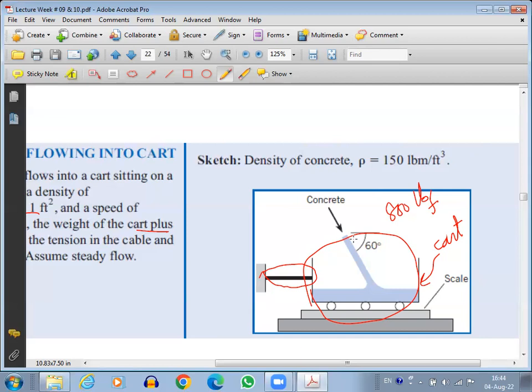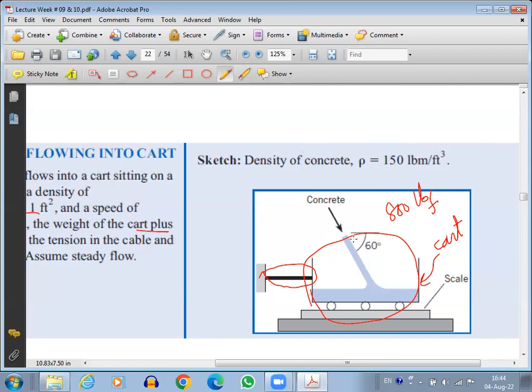Okay, so this is what is happening here as well. Now there is concrete which is falling and filling this cart. Okay, तो ये स्केल पे रखा हुआ है, लेकिन स्केल अभी करेक्ट रीडिंग नहीं देगा. स्केल रीडिंग ज्यादा देगा. क्यों? क्योंकि कंक्रीट अभी फॉल हो रहा है, तो मोमेंटम ऑफ द कंक्रीट इज एडिंग टू द वेट.